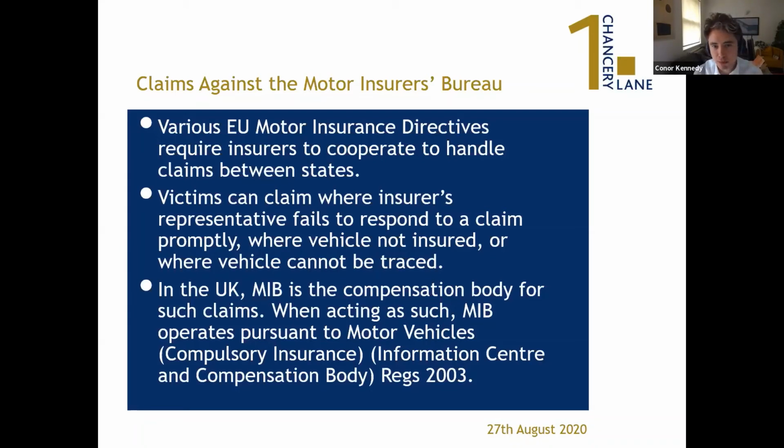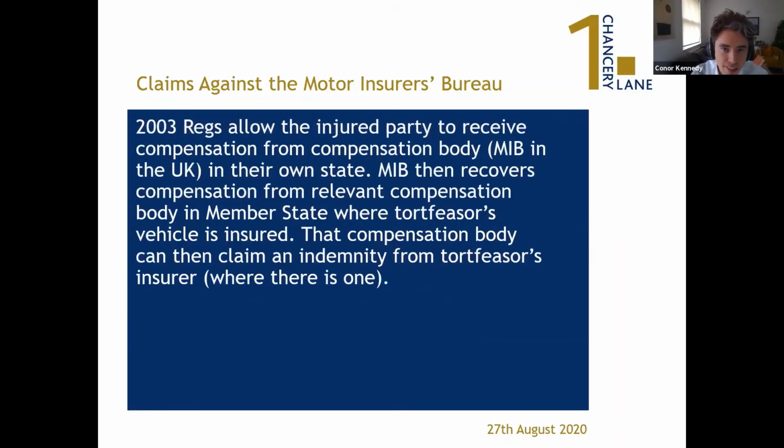So the MIB is the compensation body for these claims, and different states are now obliged to have these compensation bodies, and our MIB fulfills that role within the UK. And when it's acting in that role, it operates pursuant to these 2003 regs, the Motor Vehicle Compulsory Insurance Information Centre regulations. And these allow an injured party to receive compensation from the MIB if they're a UK habitual resident. And then the MIB will recover its compensation from its counterparts in other member states. I won't go into that too much because obviously the MIB will sort that out between itself and the other bodies.